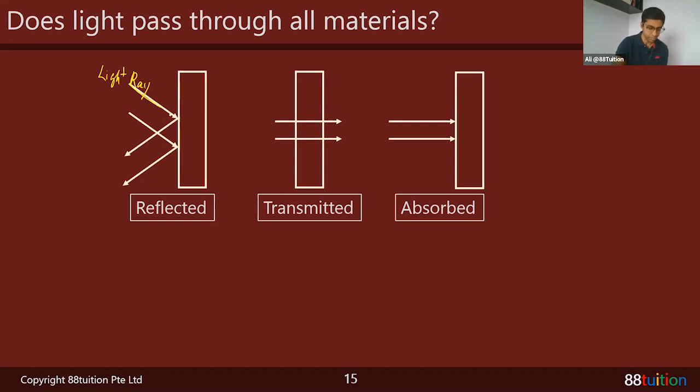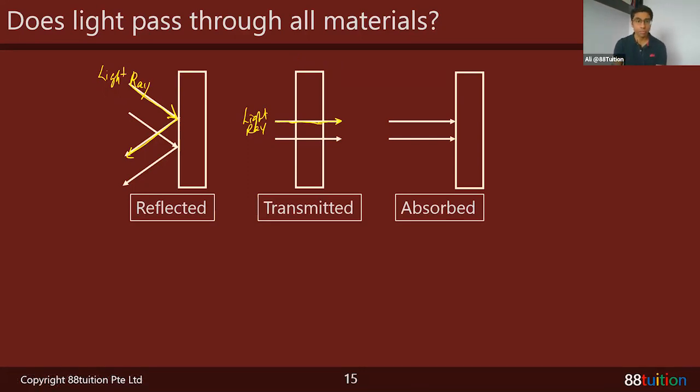It goes here and bounces off. Oh, this is called reflection. Now the next light ray goes here, it doesn't get bounced off, it actually goes through the material. Oh, it's transmitted. So this is probably a transparent material like clear glass. I'm not going to say it must be clear glass, it can be.